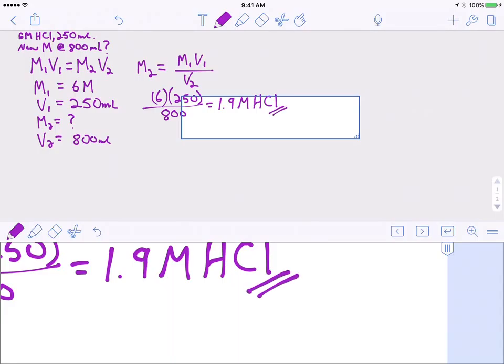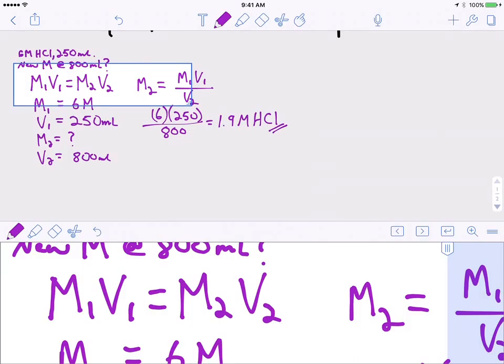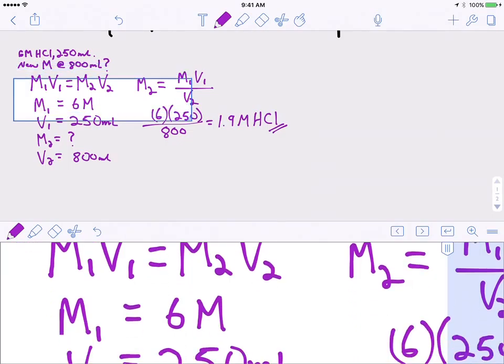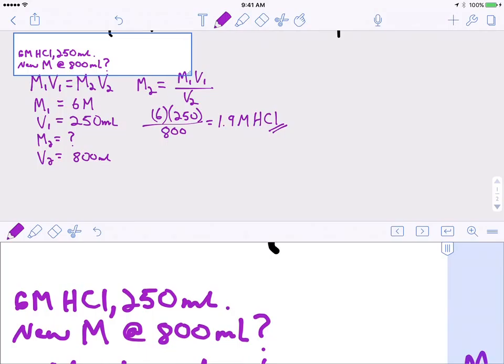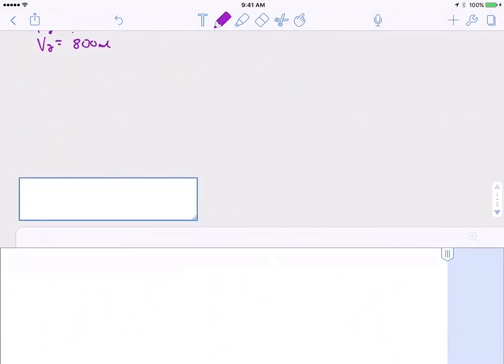So those are some easy concentration reactions. I would definitely give this equation to you on a quiz. You're going to have to know how to use it. Otherwise, that's the first step of studying for this quiz.